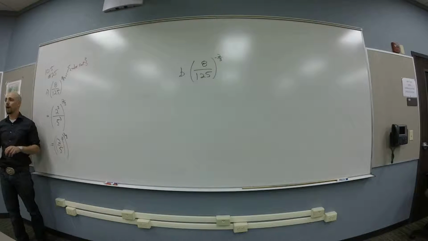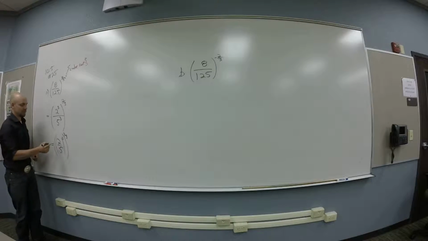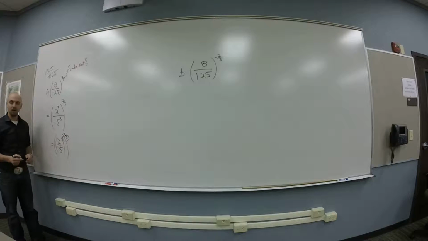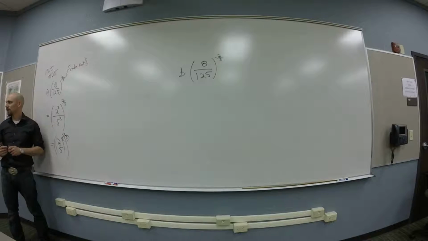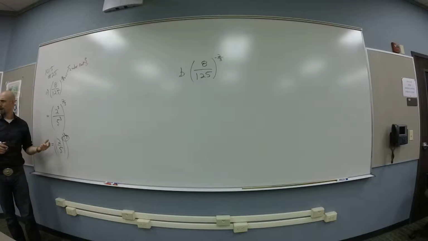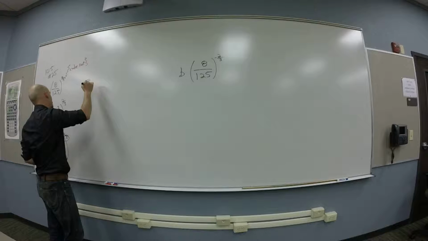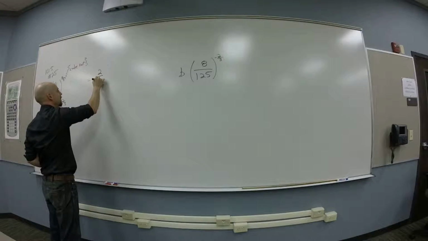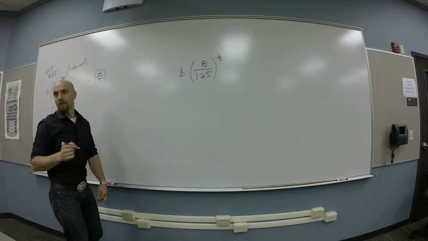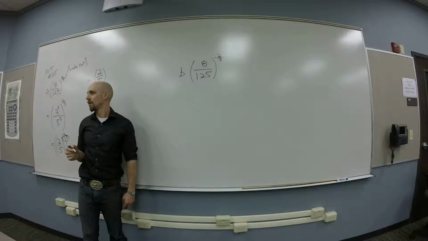Yeah, then I could multiply the powers, right? And cancel the 3s. So those 2 3s there really represent a onesie. It's weird, right? Because the onesie's in the exponent. So I'd get 2/5 squared.